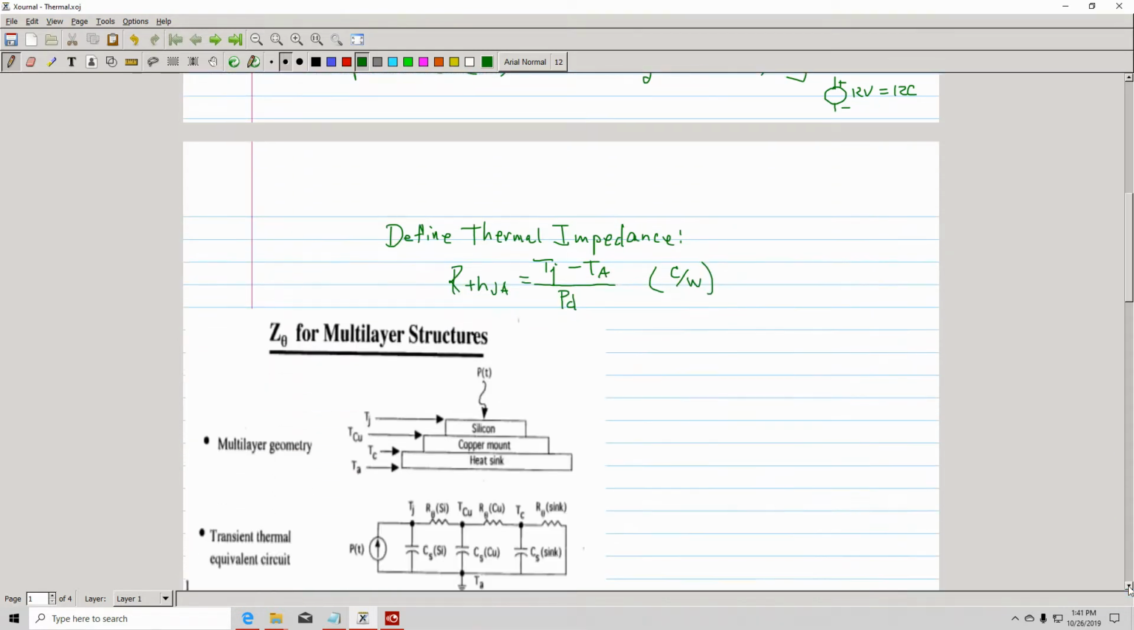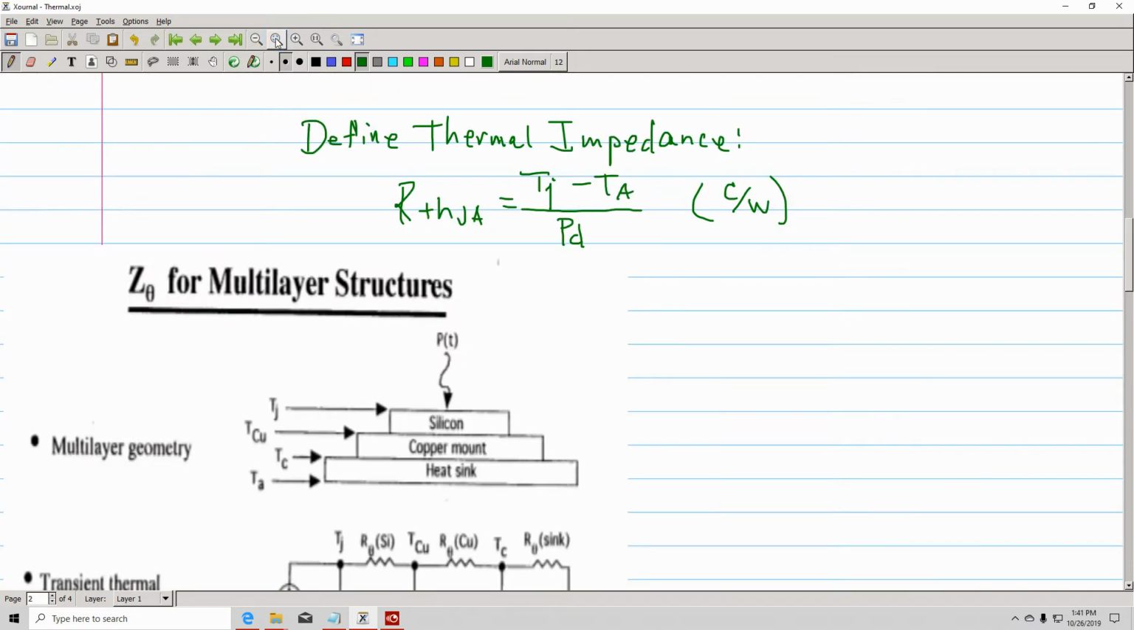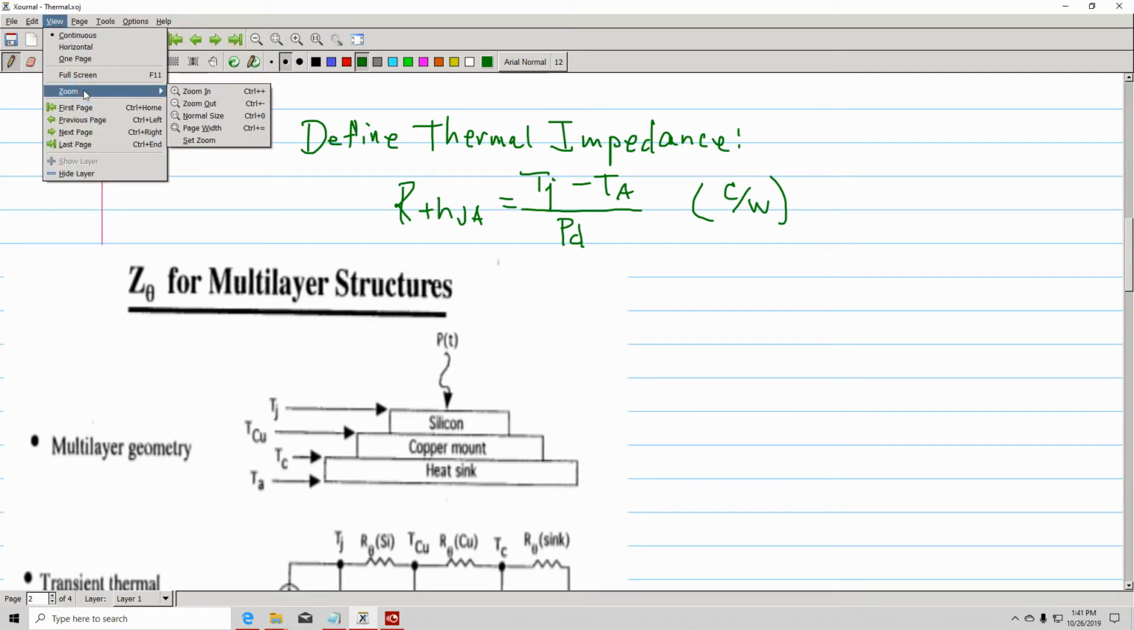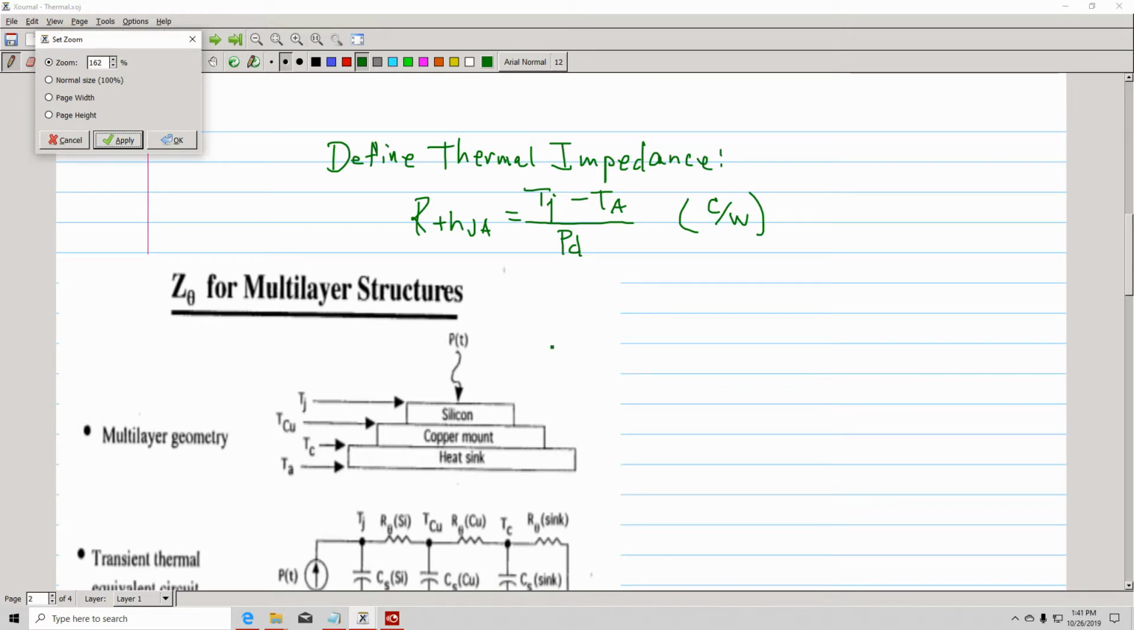So here is the definition. Okay, I wonder if there's a way of setting the zoom. Let's see how this works. Okay, I think I like that a little bit better.